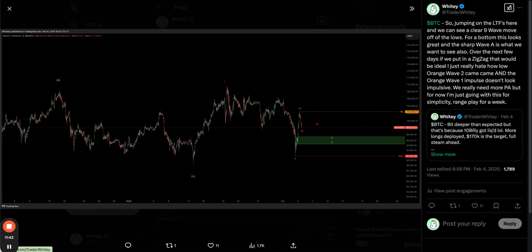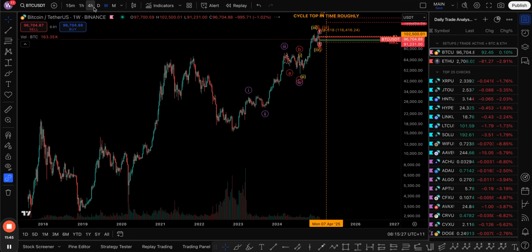But again, obviously we showed this on the lower time frames as well with Bitcoin. I'm going to jump into the lower time frames now with Bitcoin.